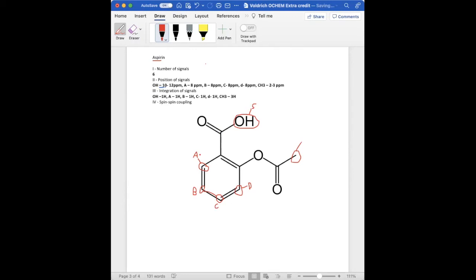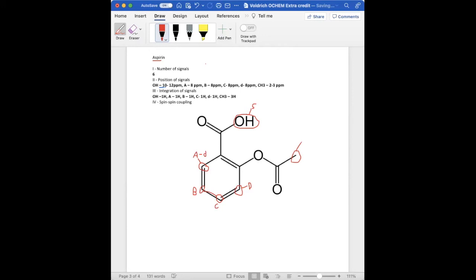Hydrogen A is next to 1 hydrogen, and therefore it should register as a doublet. However, there should be some interactions, since it's on a ring, that may cause it to have a bit more signals being read. So since it's a doublet initially, it may have a doublet of doublets. However, we're still just going to follow the same N+1 rule.